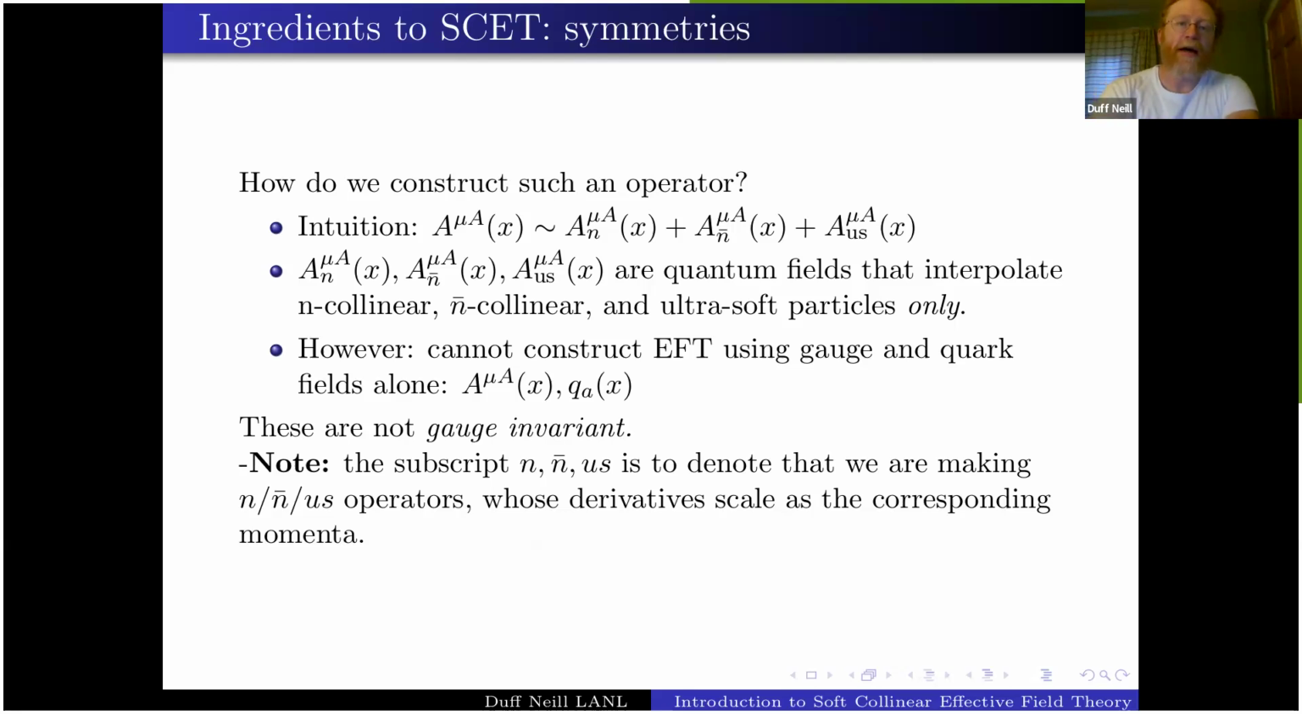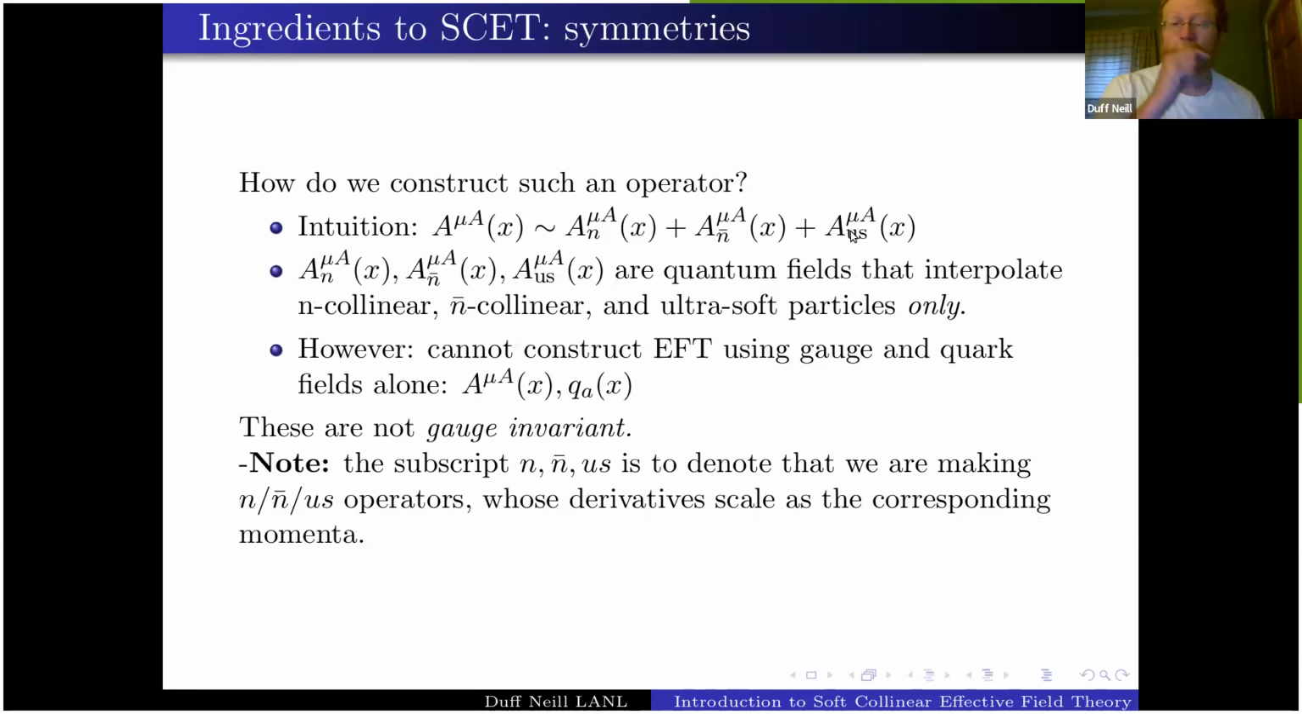So now I'm going to get into the symmetries of SCET and how we're going to go about constructing our operators. The basic intuition of the construction of our operators is that we would like to take some full theory quantum field, say my gauge field A mu, where I'm listing both its Lorentz index and its color index. And intuitively, what I would like to do to my full theory gluon field is split it up into an n-collinear gluon field, an n-bar collinear gluon field, and an ultrasoft gluon field.